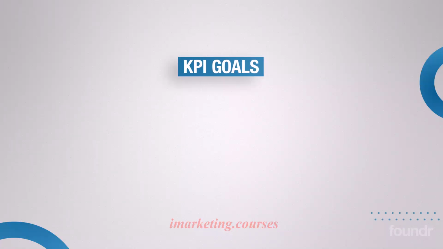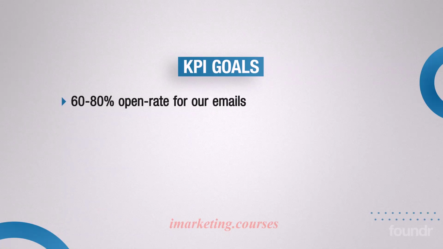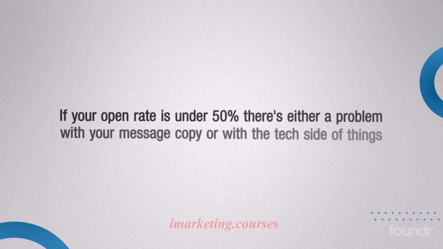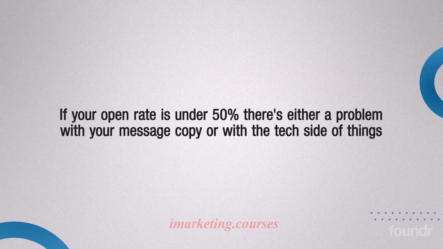Well, when it comes to your email, you want to be looking at maybe 60 to 80% of the emails getting opened. Now, when you're using an automation tool, you can actually see those numbers as well. I would say 50% at an absolute minimum. If your numbers are below 50%, if less than half of people are opening your email, then there's a problem with your copy, or there could be some problem with the tech side of things and your emails aren't getting delivered.